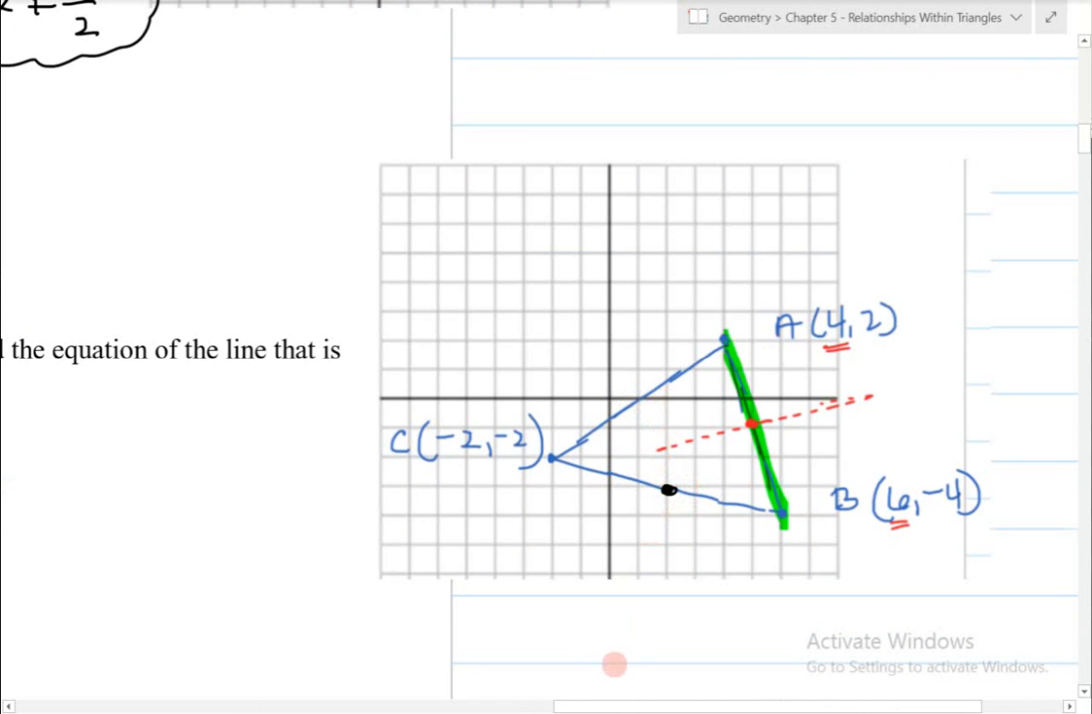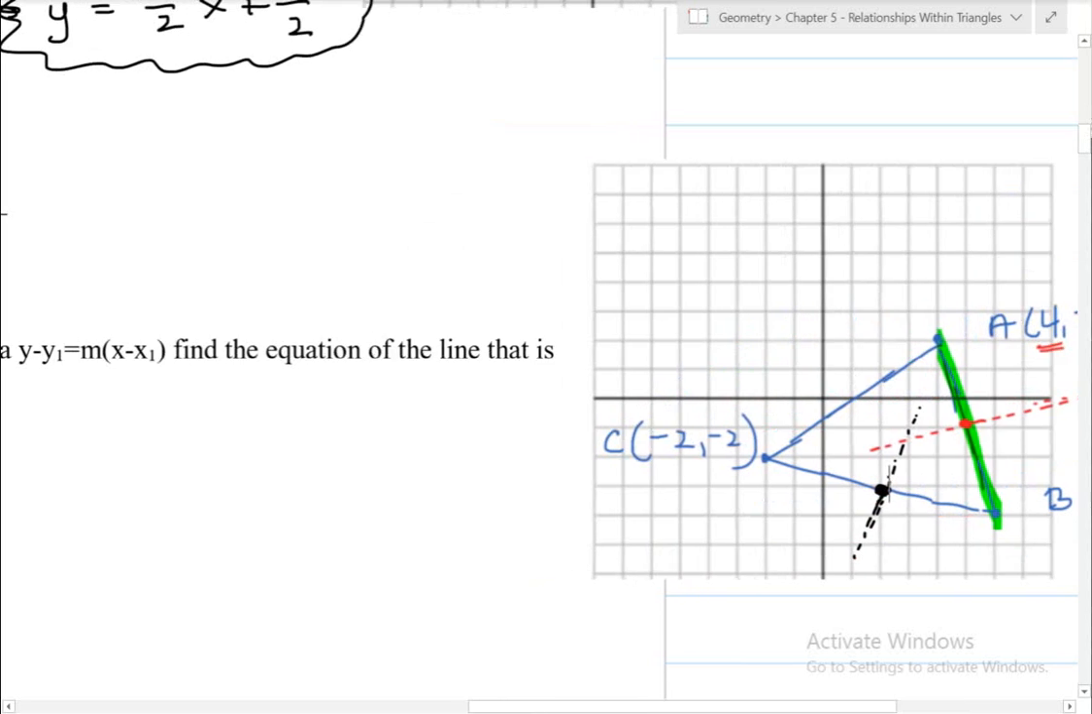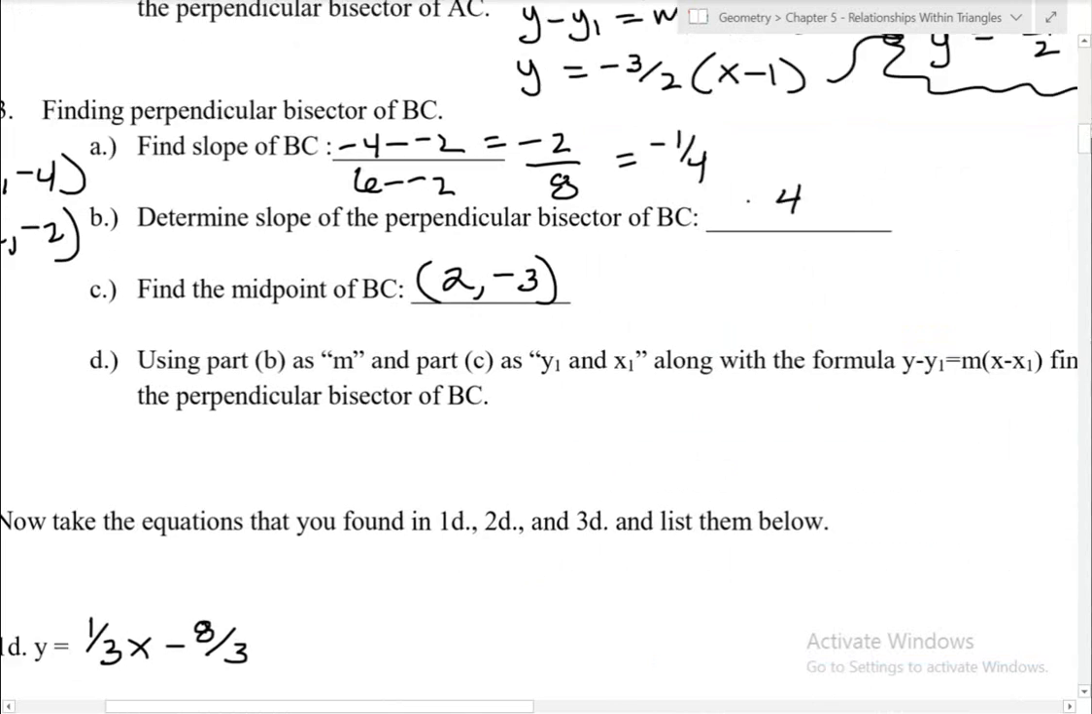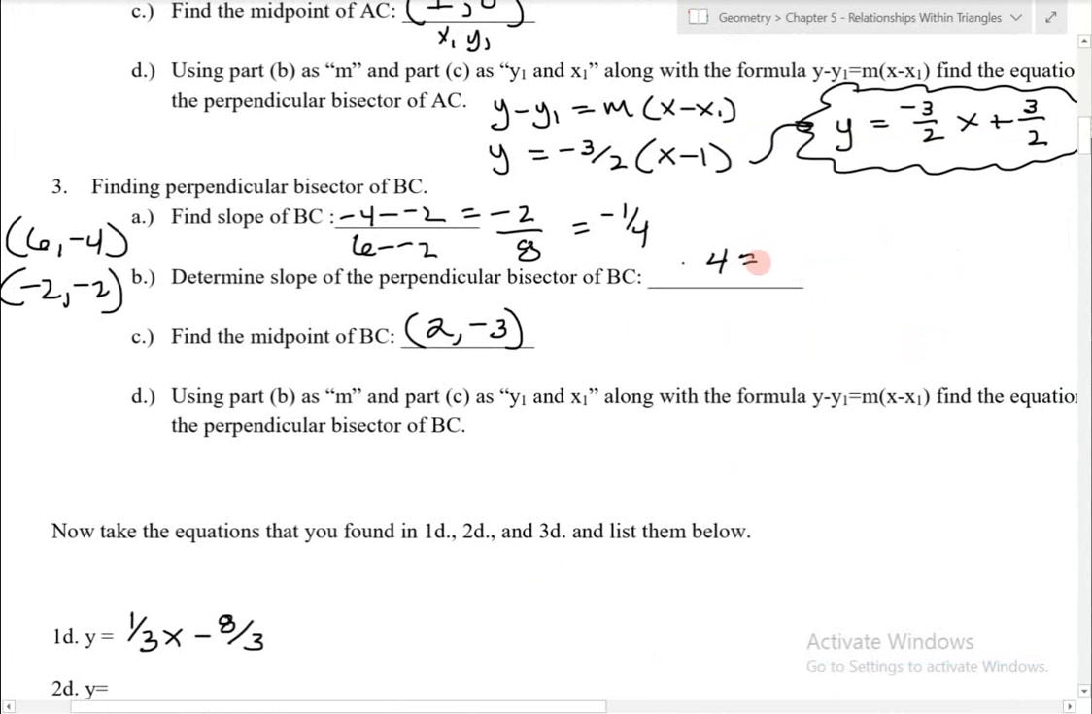Is right there. Does that look like it might be the midpoint? And we'll be now looking for the equation of that black line. To find the equation of that black line, this is going to be the m that I use, and this is going to be x1, y1. So y minus y1 equals m times x minus x1.